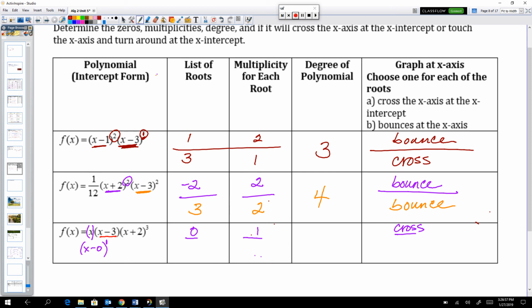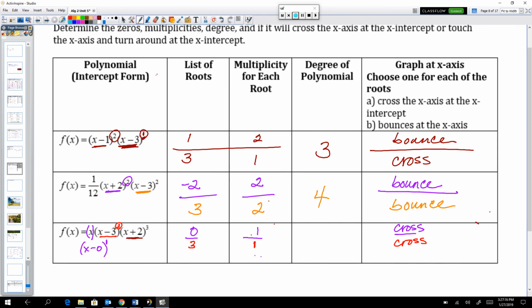Next one. A factor of x minus 3 causes a root of 3. This particular root of 3 has an invisible power of 1, so its multiplicity is 1. Odd roots cross at the x-axis.